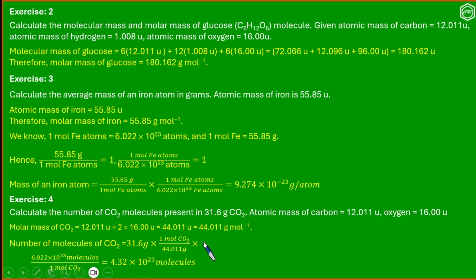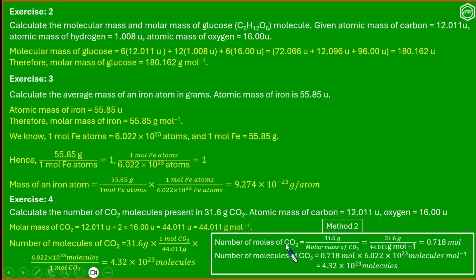We can do the calculation in another way. First we calculate the number of moles of carbon dioxide, that is mass divided by molar mass, that is 31.6 divided by molar mass of carbon dioxide, that is 31.6 by 44.011 gram per mole equals 0.718 mole. Now number of molecules of carbon dioxide equals 0.718 mole into Avogadro constant 6.022 into 10 raised to 23 molecules per mole, that is 4.32 into 10 raised to 23 molecules.